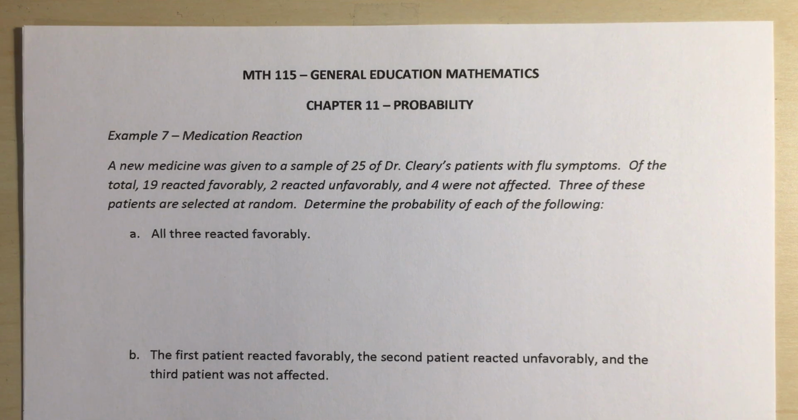All right, so a new medicine was given to a sample of 25 of Dr. Cleary's patients with flu symptoms. Of the total, 19 reacted favorably, 2 reacted unfavorably, and 4 were not affected. 3 of these patients are selected at random. Determine the probability of each of the following.